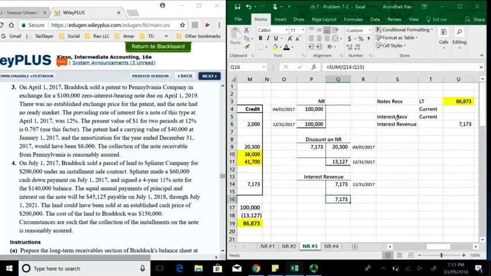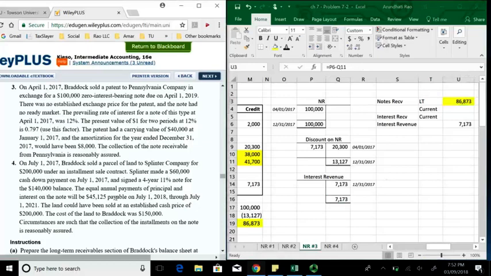Notes receivable current, there's nothing current. Remember, when is the entire 100,000 coming to me? It's coming to me on April 1st, 2019, which is past the 2018 mark. So it's long term. The entire amount is long term. But what I'm presenting is only the net number. The net number is notes receivable minus discount on notes receivable. That's the number that goes into the balance sheet.